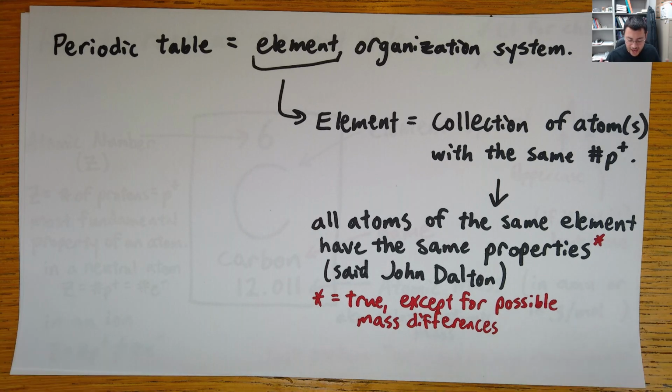And all atoms of the same element are going to have the same properties, same chemical reactivity, same appearance in bulk, same everything. Except there is a possible slight difference in masses due to having a different number of neutrons. We will talk about that more when we get to isotopes. But basically, it's easiest to think of all atoms as being exactly the same, except possibly the masses.